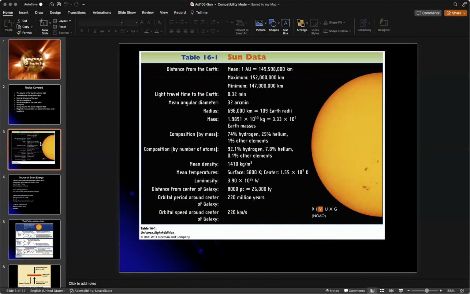Distance from the center of galaxy: the sun, or the whole solar system, is about 8,000 parsec away from the center of the Milky Way galaxy. Orbital period around the center of galaxy, 220 million years.